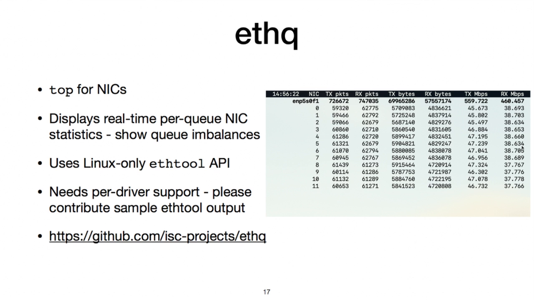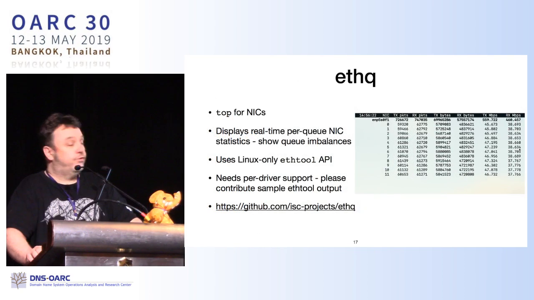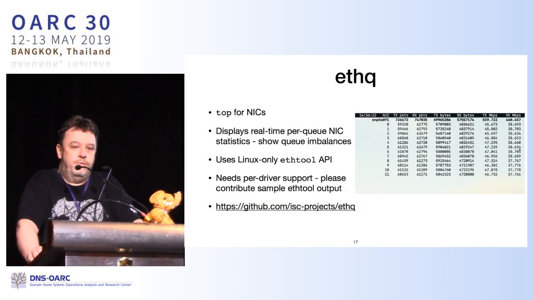So this tool is curses-based. It reads all of that data directly from the kernel every second, does all the work to translate the absolute counters into relative counters and per second counters. And hopefully you can see that on screen. You basically get transmit packets, receive packets, transmit bytes and RX bytes for each queue individually, and a total for the NIC as a whole. And the source code for that is also up on GitHub.